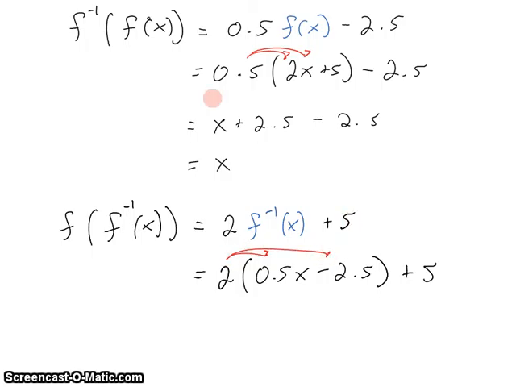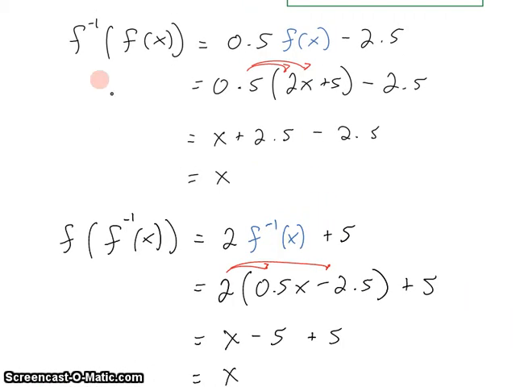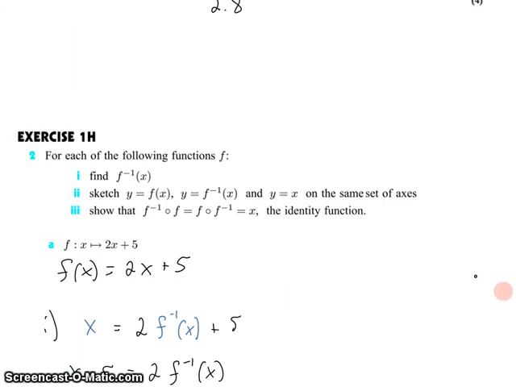Once again, we're going to distribute into the brackets. 2 times a half is 1, and 2 times 2.5 is 5. Lastly, we still have our plus 5. And then x take 5 plus 5 is x. So we see that the inverse of f of f of x is x, and f of the inverse of f of x is also x. And so we can say that they're both equal to each other and they're both equal to x.